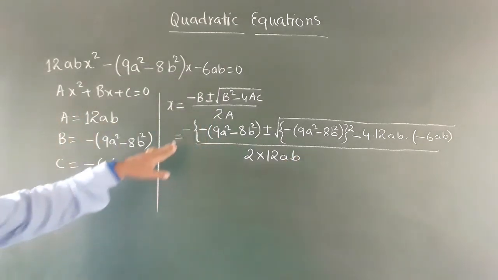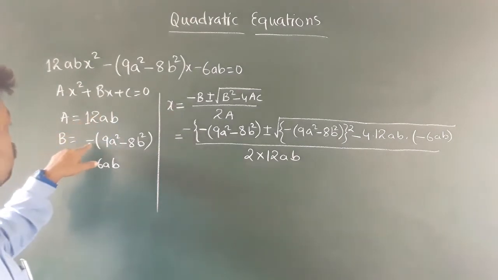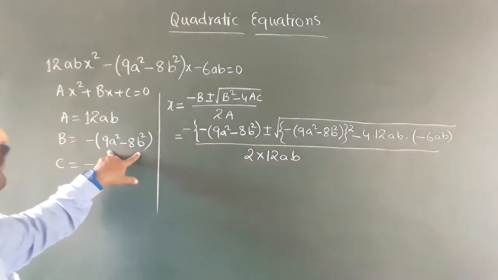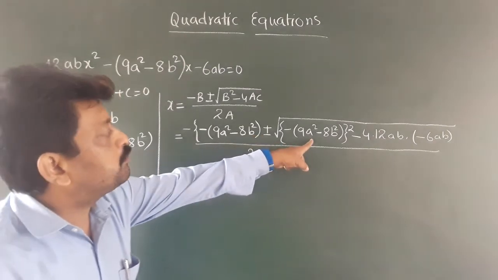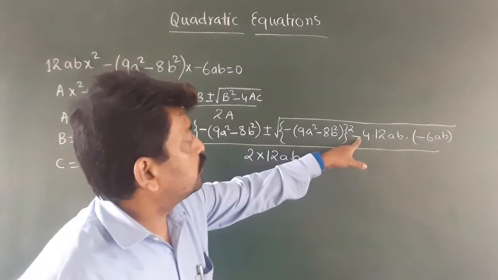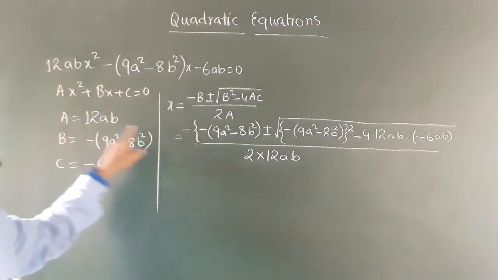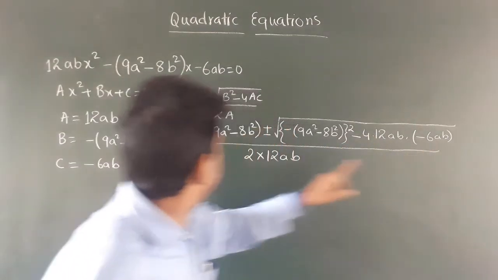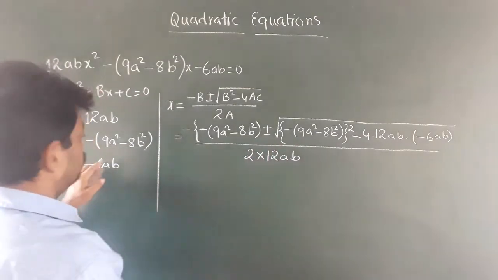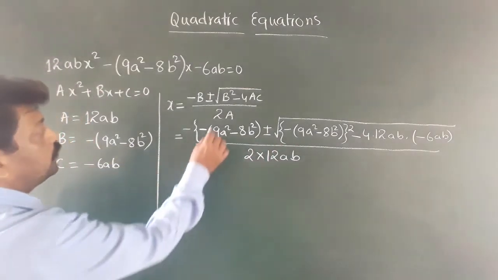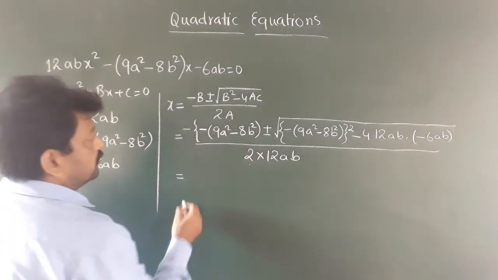Just check it. Minus b is minus of 9a square minus 8b square inside the bracket, so that is written, plus minus root over b square minus 4, a is 12ab and c is minus 6ab. This is c, minus 6ab upon 2a. 2a is 12ab.